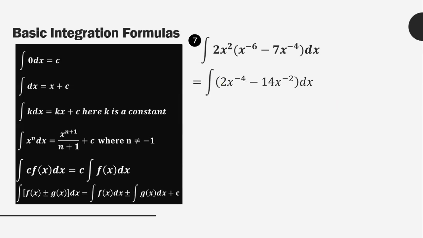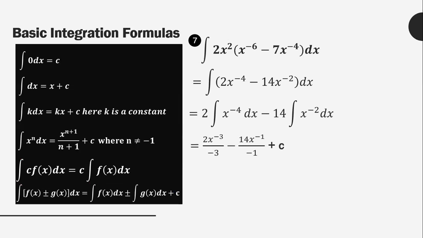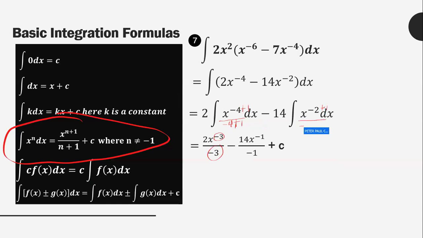Next, we apply now constant multiple theorem. So we have 2 integral of x raised to negative 4 dx minus 14 integral of x raised to negative 2 dx. Next, we apply now the power rule by adding 1. So that becomes negative 4 plus 1. It's a negative 3. Then we have negative 4 plus 1 in the denominator. So that's negative 3. For x raised to negative 2, we add 1 over negative 2 plus 1. So that becomes negative 1. And in the denominator, we also have negative 1.